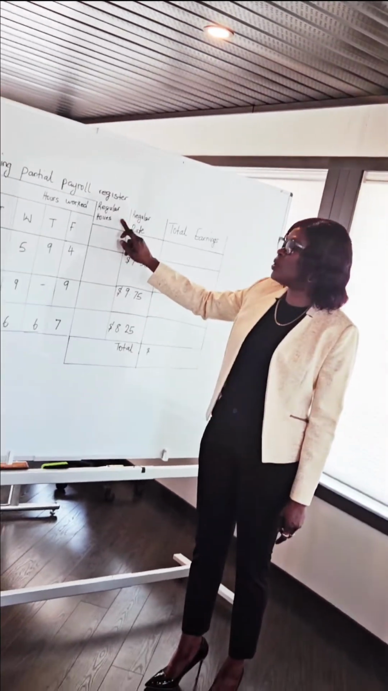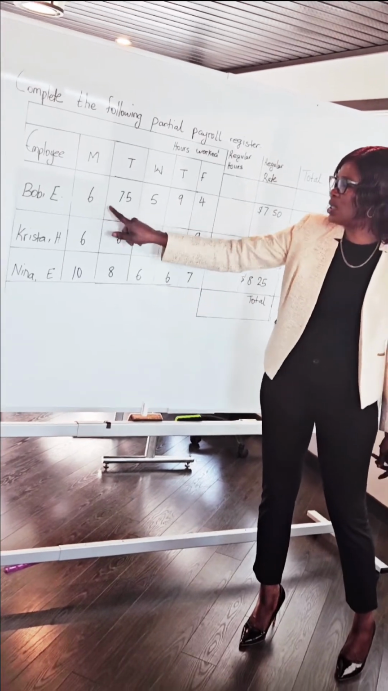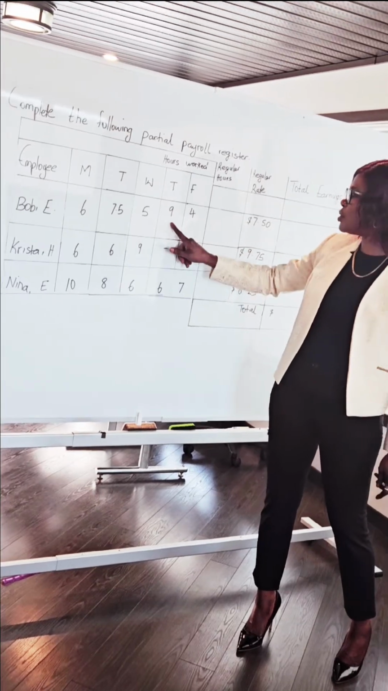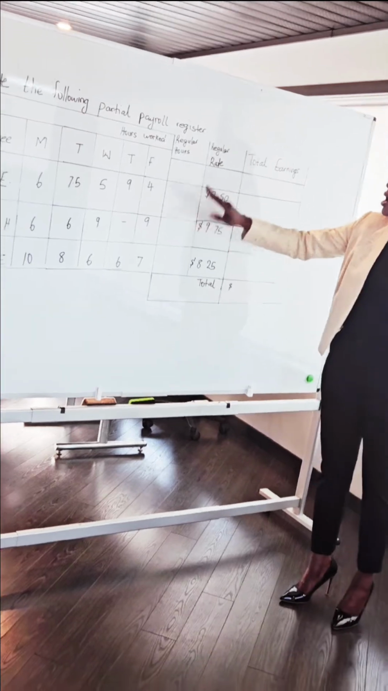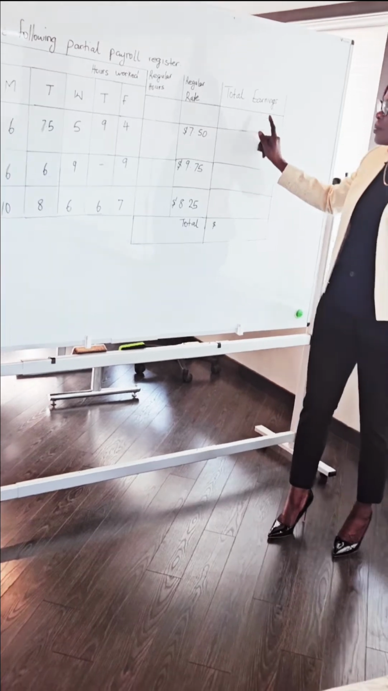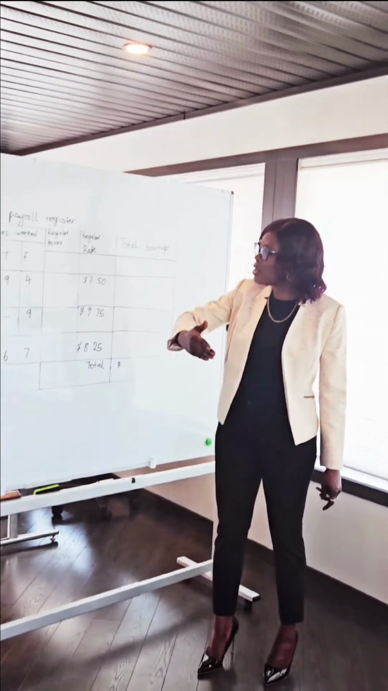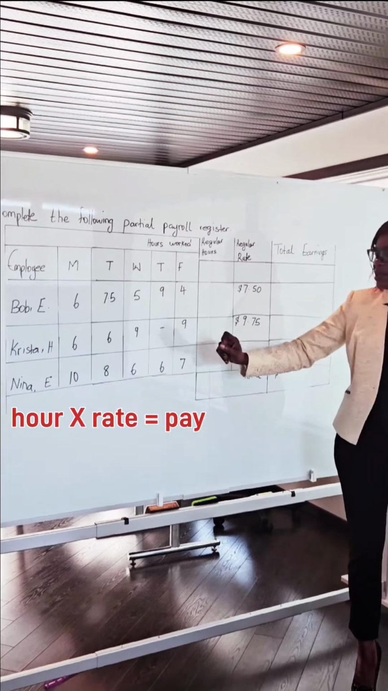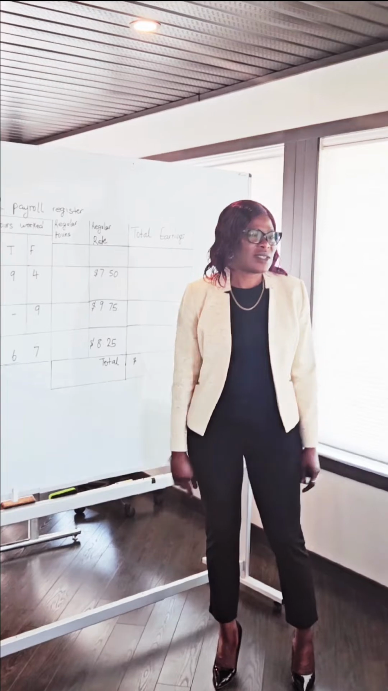So how do you get the regular hours per week? All you need to do is sum up all these hours: 6 plus 7.5 plus 5 plus 9 plus 4. Write your answer here. So this will be the regular hours and this will be the rate. And how do you get the total earning per week? You need to multiply the regular hours times the rate. The hours times rate will give you the pay. You are going to do the same thing for Krista and for Nina. And tomorrow, we will go over it together.